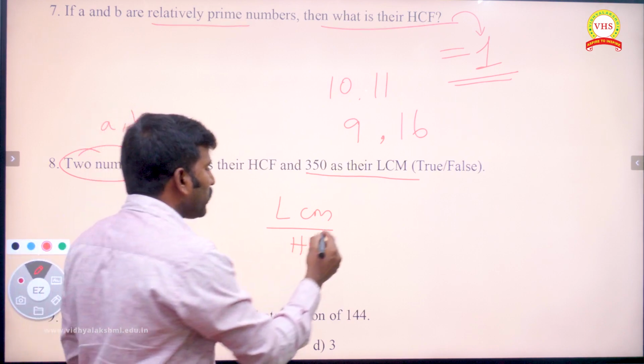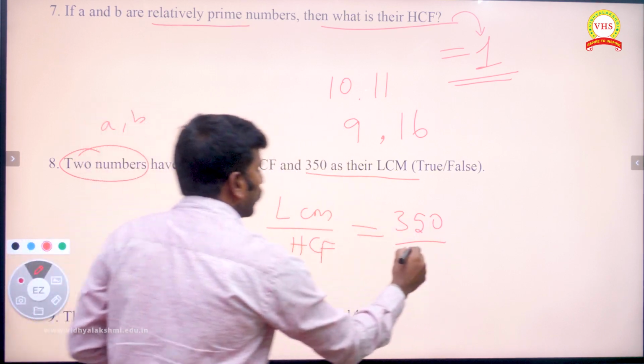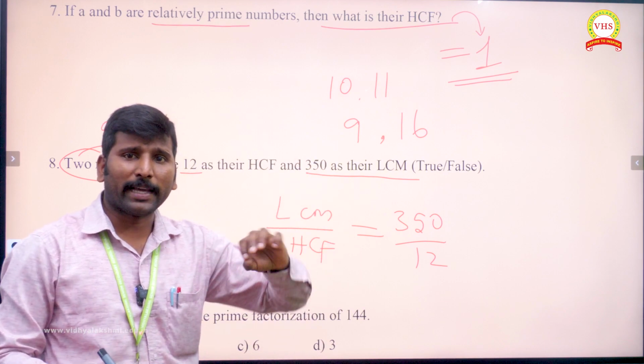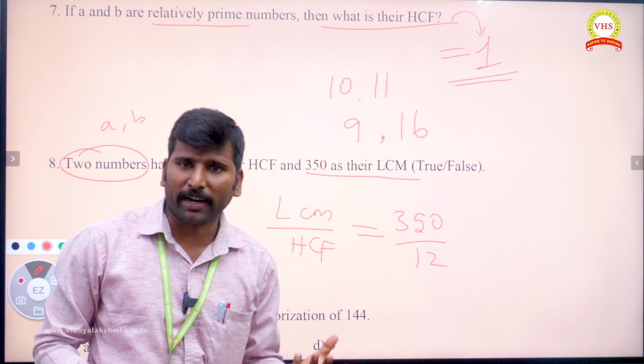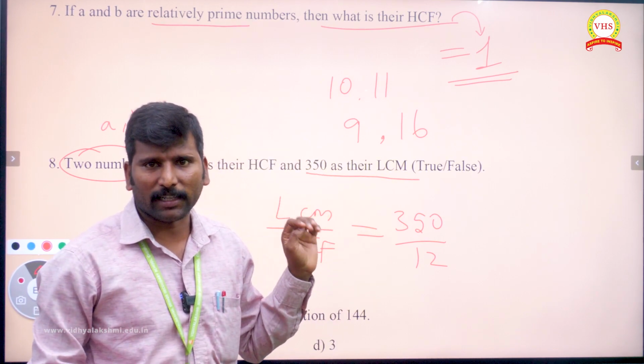So let me check this: LCM 350 and HCF 12. If it divides exactly, then yes, it's true, you have to say. If it's not dividing and the remainder is not equal to 0, we have to say no, it's not. Like that. Do you understand?